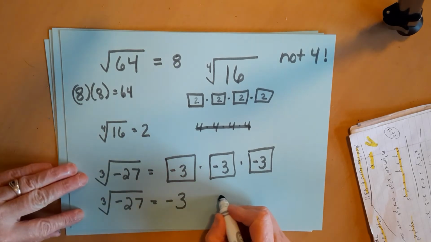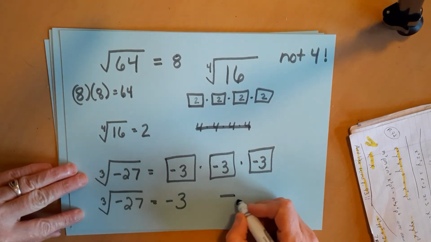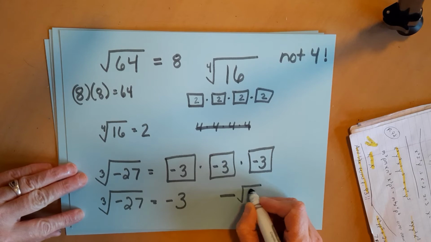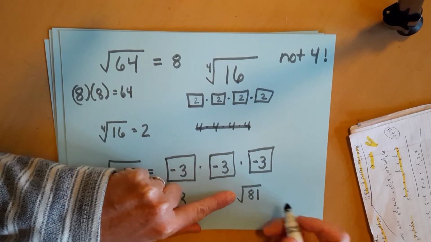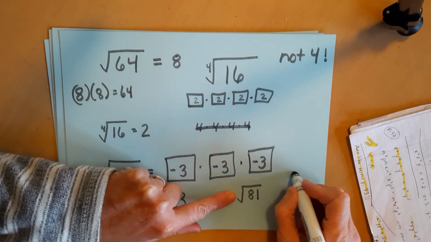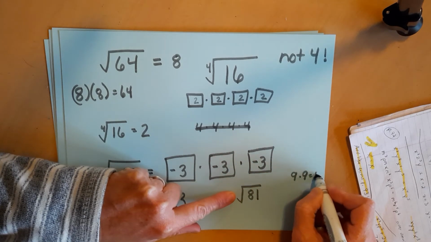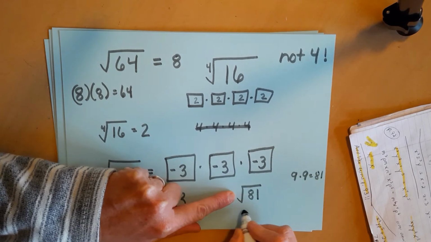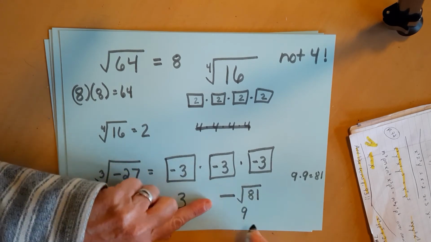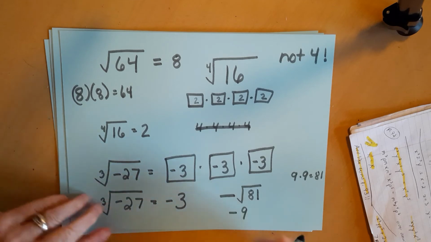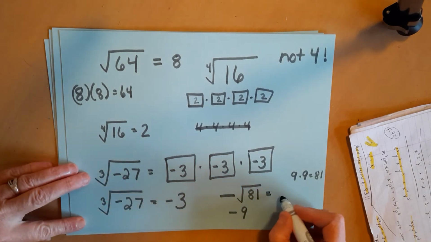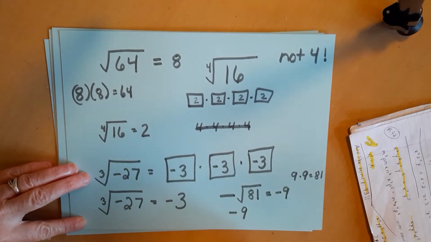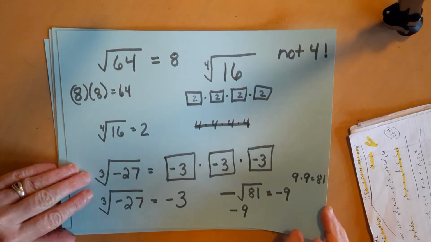One last thing, if we have the opposite or a negative sign, the square root of 81, first of all, you just find the square root of 81, which is 9, because 9 times 9 is 81. So you have the square root of 81 is 9, then you have the negative sign in front of it. So the negative square root of 81 is negative 9. Well, that's how you would do that one.